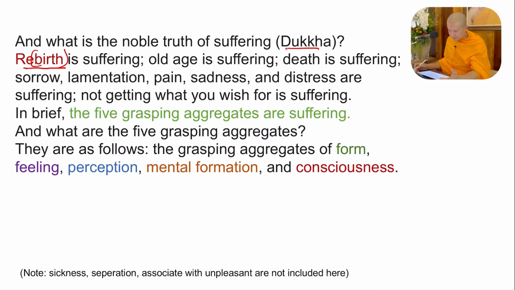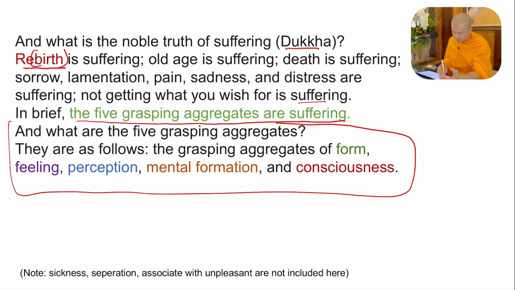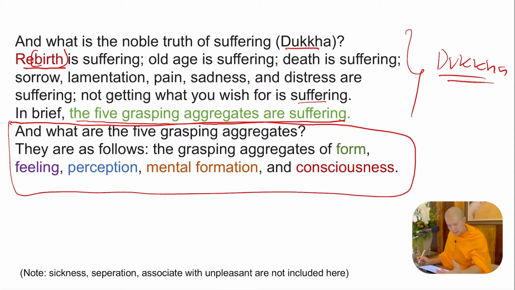Old age is suffering. Death is suffering. Sorrow, lamentation, pain, sadness, distress are suffering. Not getting what you want is suffering. In brief, the 5 aggregates of grasping are suffering. And now he explained what the 5 aggregates are. So here he explained dukkha, which is not exactly the same as the Buddha explained. When the Buddha explained, there were 8 items. But when Sariputta explained, some things are missing: sickness, separation, association with the unpleasant. They are not included here.